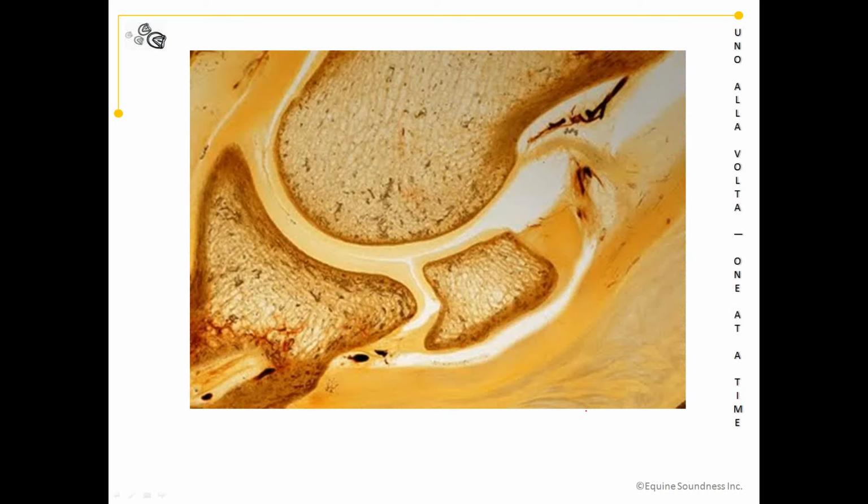Here we have a little bit of different sagittal cut, just to one more time show you this. The impar ligament here and the joint, the cartilage of the bone that allows it to articulate here on this side with the coffin bone and on this side with the short pastern bone.